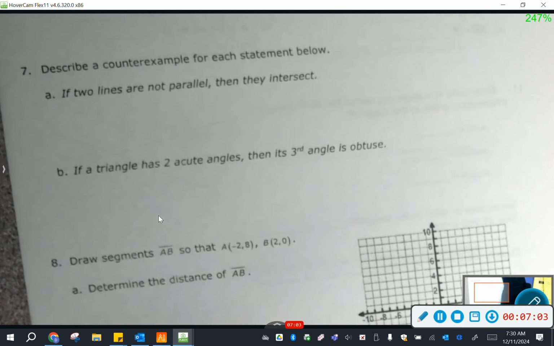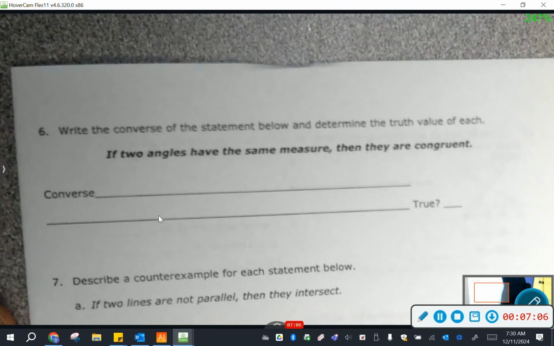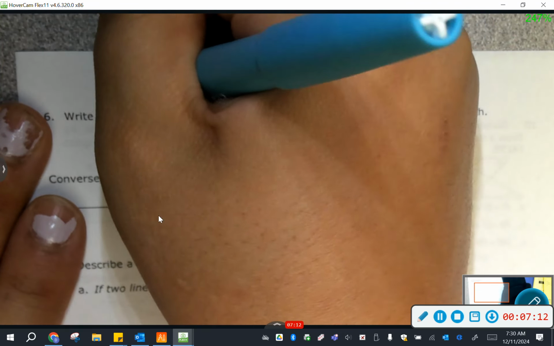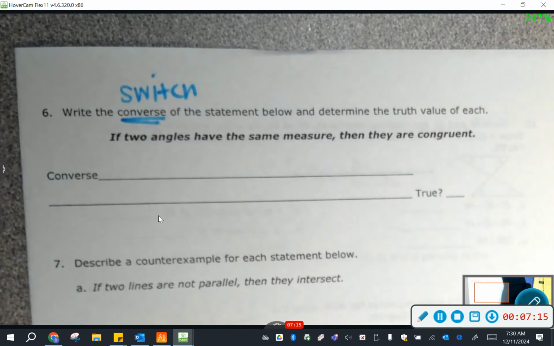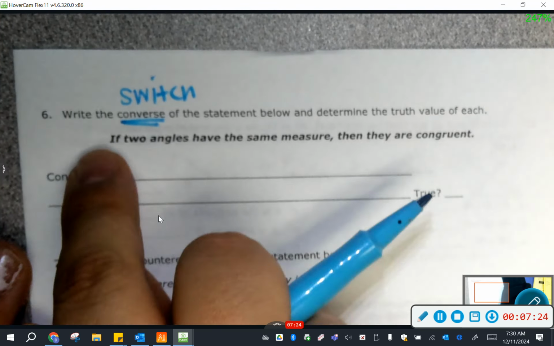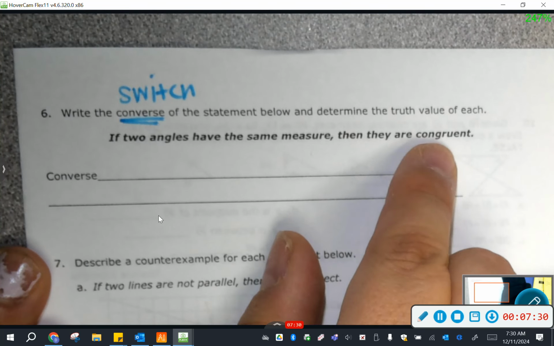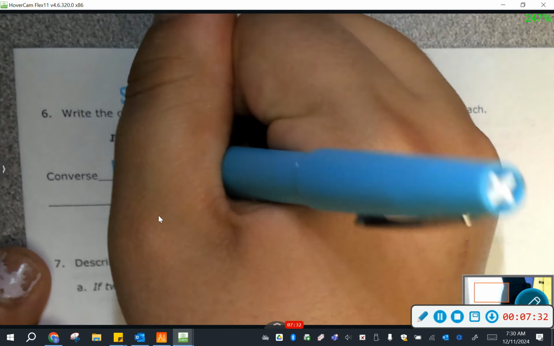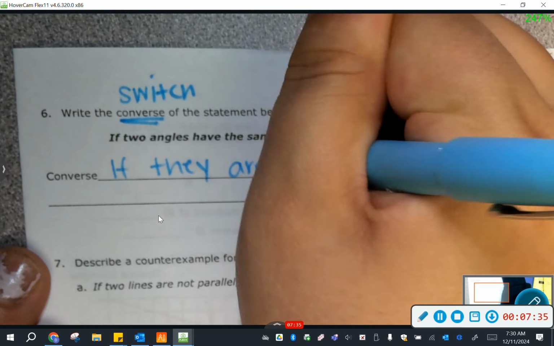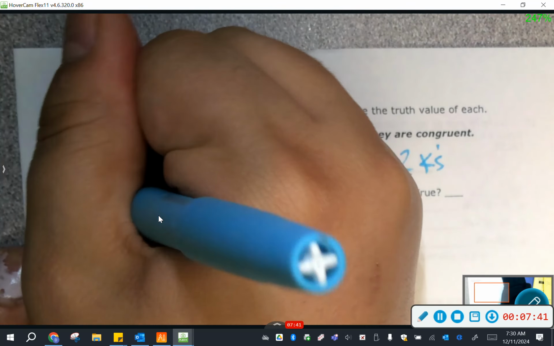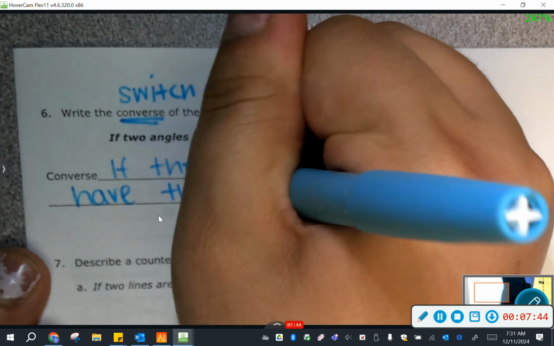Now, on the other side of this review, what does the word converse mean? When you use the word converse, switch. A way to remember is every time she puts on her shoes, she gets them on the wrong feet. Converse is a shoe, she needs to switch them. So, what am I going to switch? If 2 angles have the same measure, they're congruent. How do I switch? They are congruent. Then 2 angles have the same measure.